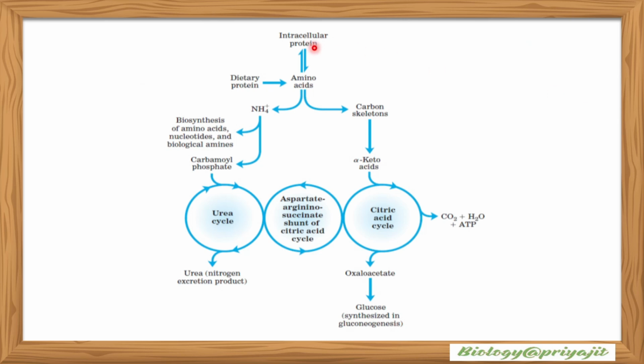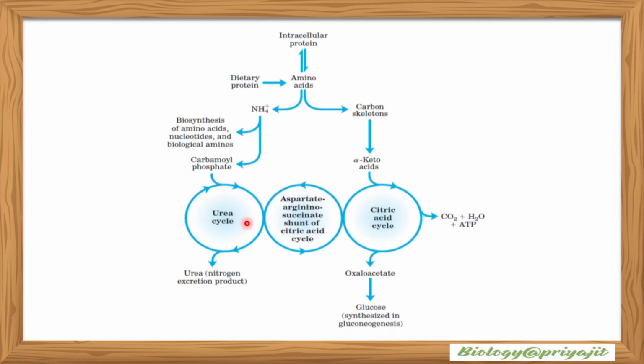This is the image showing how the intracellular protein is converted into amino acids and vice versa. The dietary protein is also converted into amino acids. Then amino acids will be broken down and form the amino group and the carbon skeleton. The amino group will be utilized in the biosynthesis of amino acids, nucleotides and biological amines, and it will produce carbamoyl phosphate. The carbamoyl phosphate then enters into the urea cycle. During the run through the urea cycle, a nitrogen excretion product, urea, will be formed.